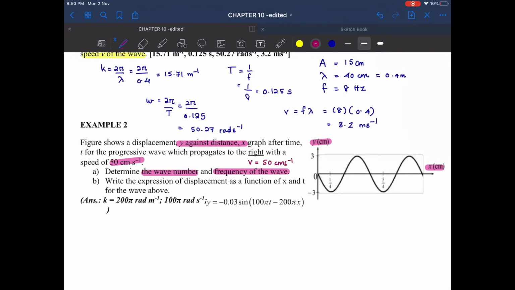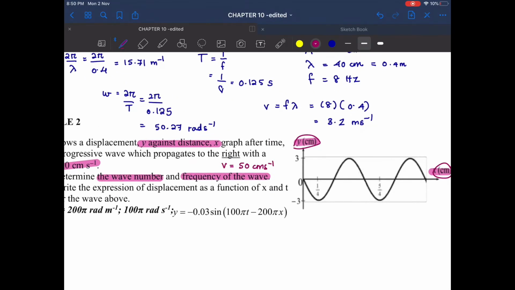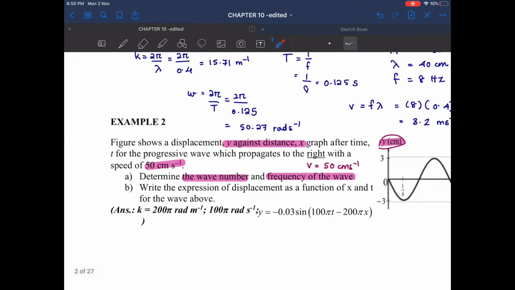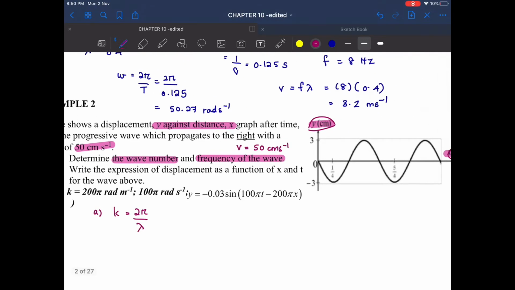Tengok dia kasih kita graf y against x kan. So x ni adalah pergerak panjang wave tu berapa banyak daripada sini ke sini. So we have multiple waves over here. Tengok formula wave number: k is equals to 2 pi over lambda. How to find the lambda? Lambda adalah panjang satu wave. So this is the panjang satu.